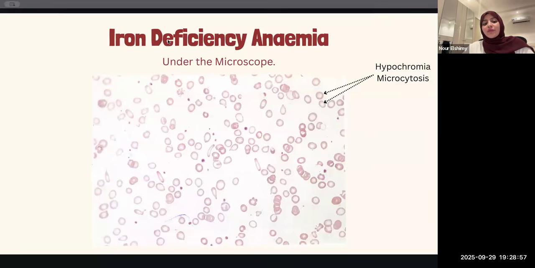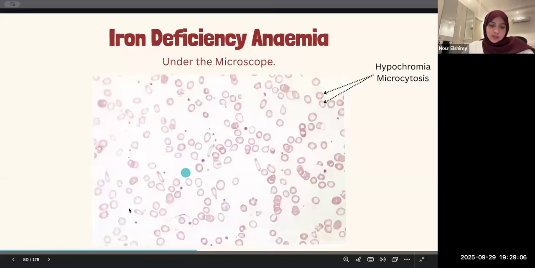Okay, good job, guys. We have high variation in size. We have different sizes, okay? Because look at, okay, let me show you.